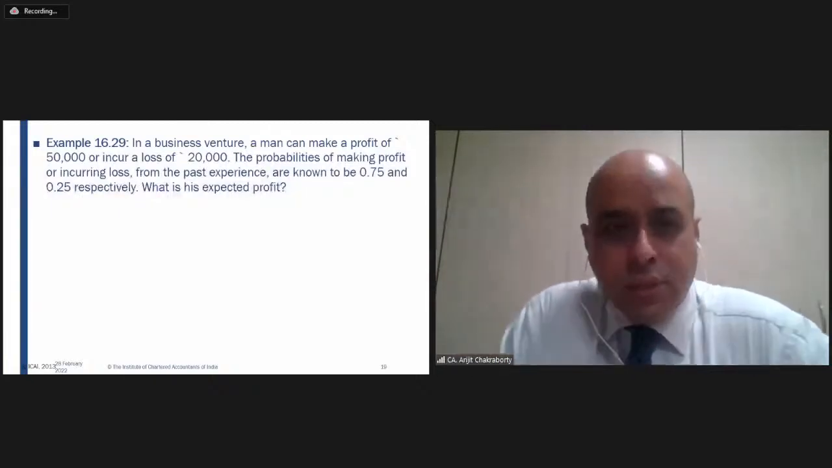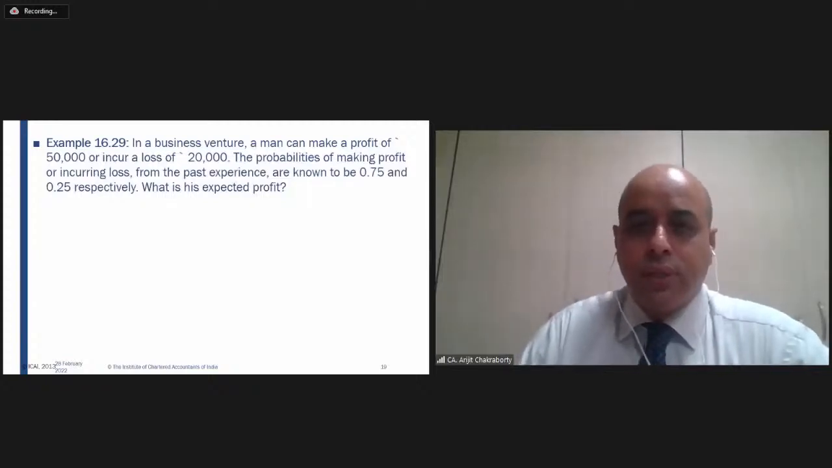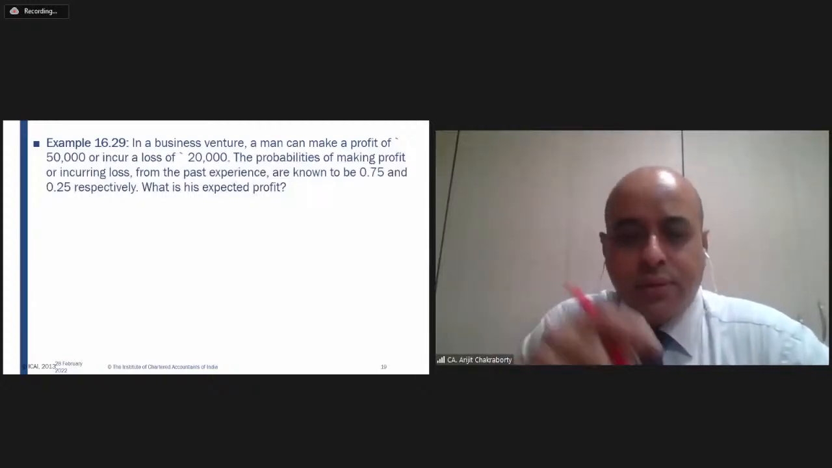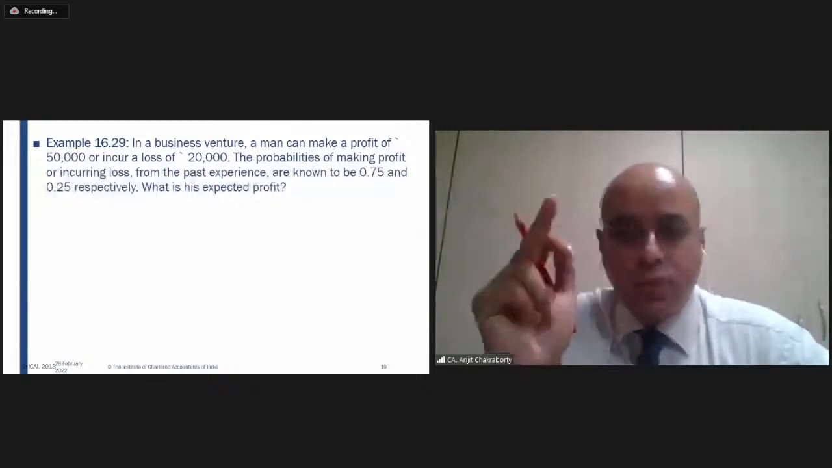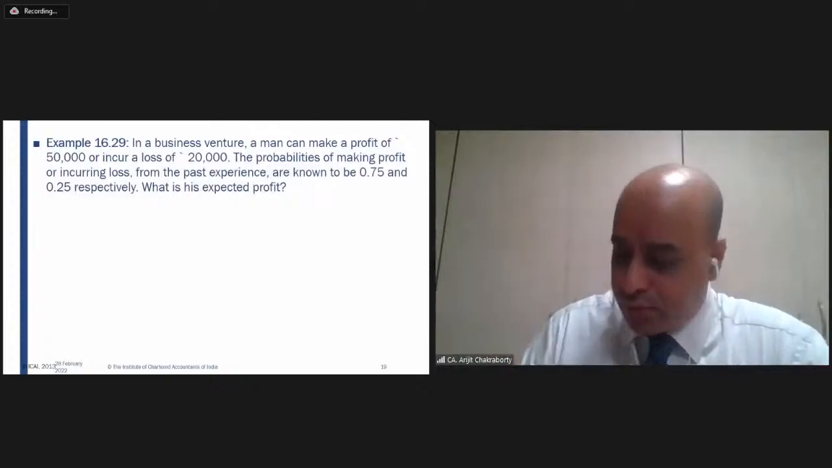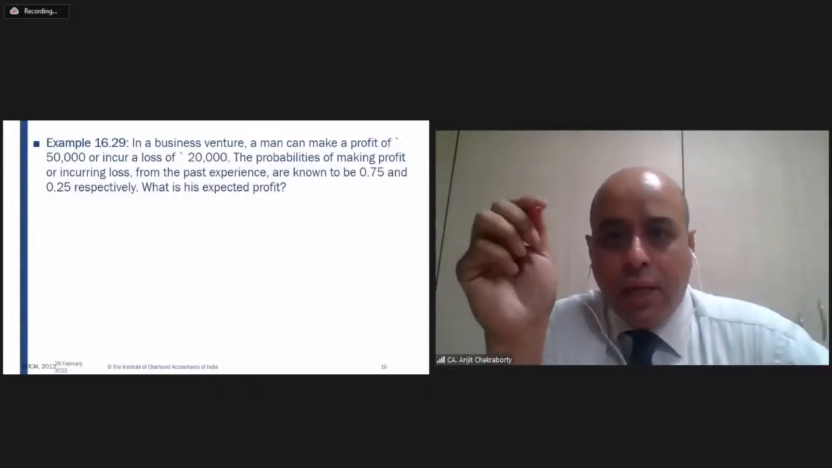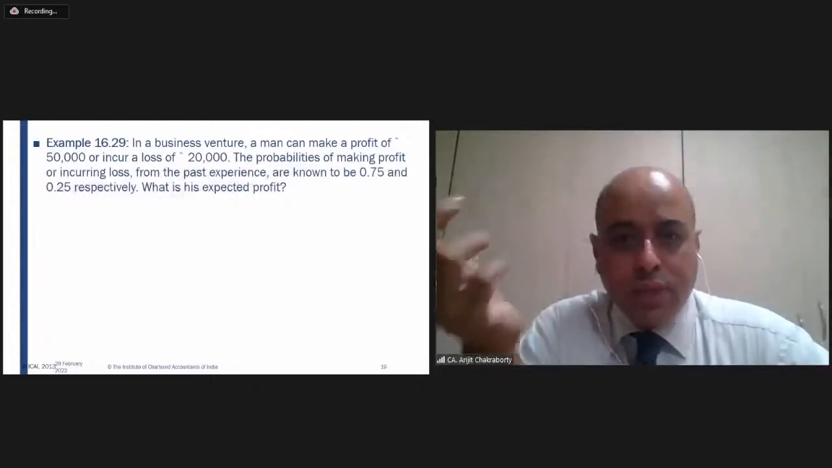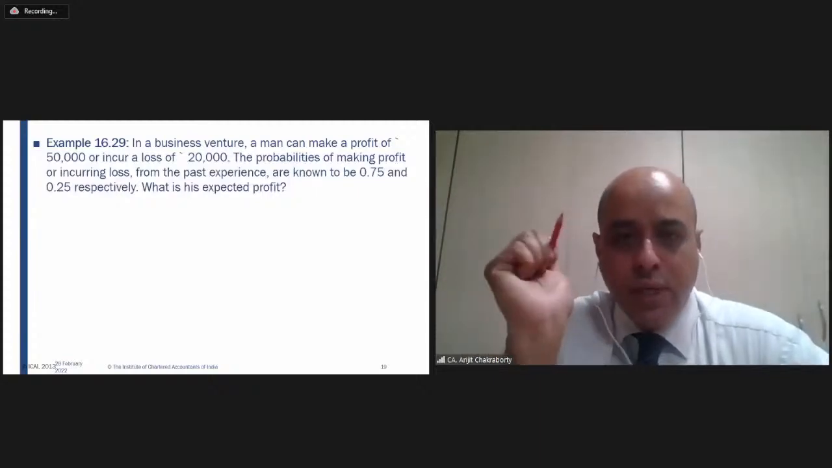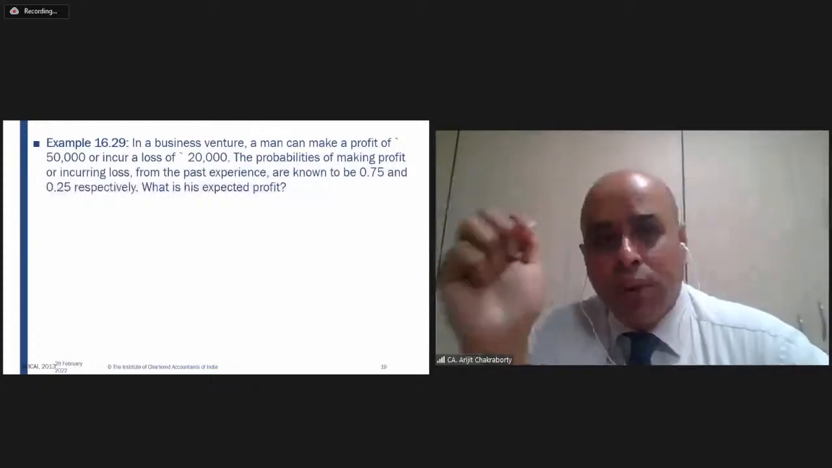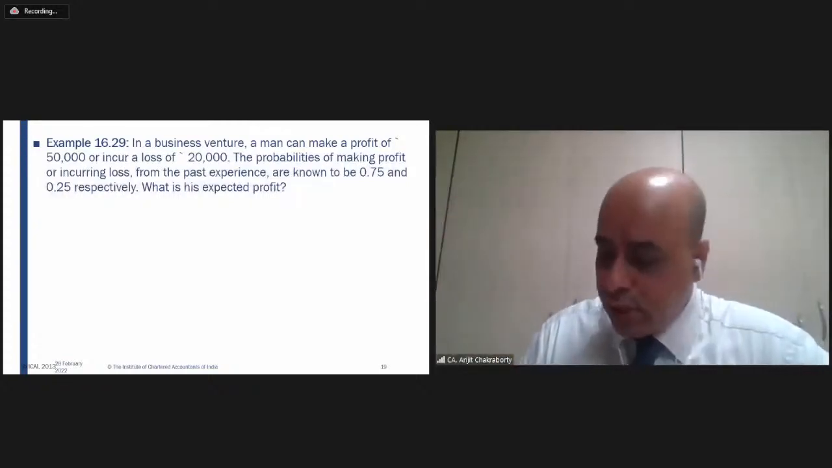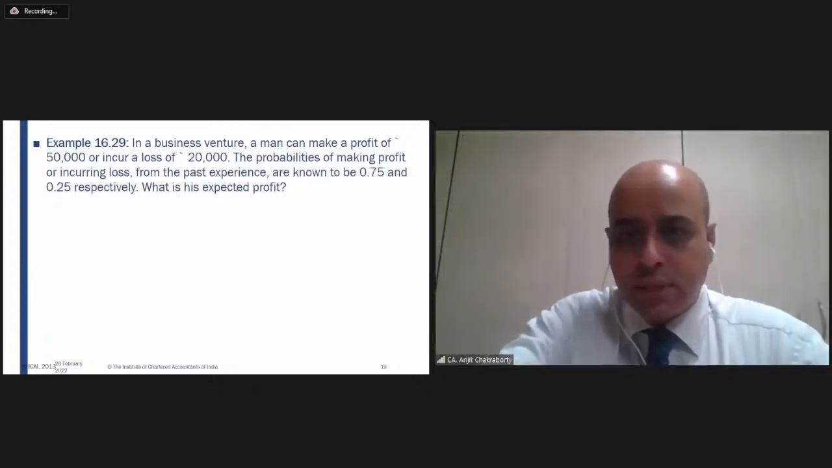Now let's try this one, 16.29. So here you can see the profitability. First, let us try to solve it and then we will see the working notes. So you have 50,000 rupees profit, or the person can incur a loss of 20,000. So there can be two situations. First situation, let us write 50,000 is the profit. What is the probability of getting 50,000? That means success. The probability is 0.75. So first situation, just find out the product of the probability and the amount of his gain, of his profit. So 0.75 into 50,000. So let's just calculate.